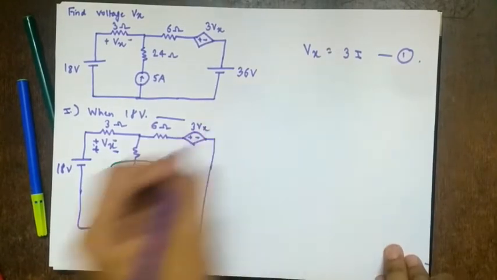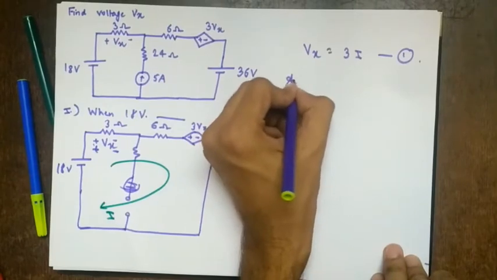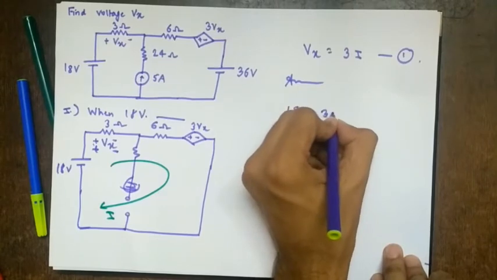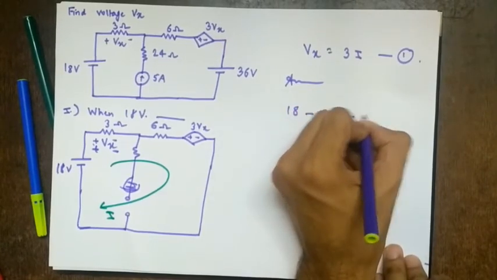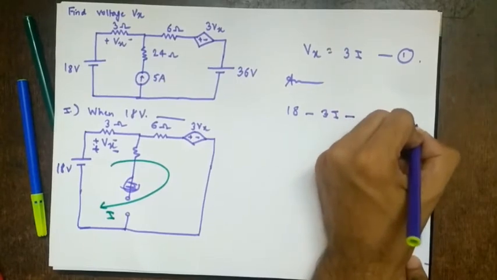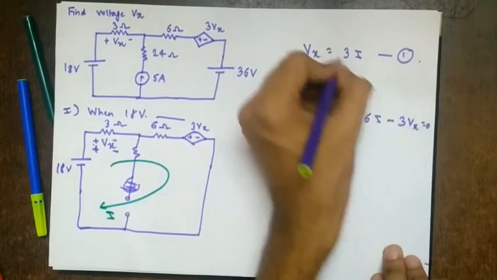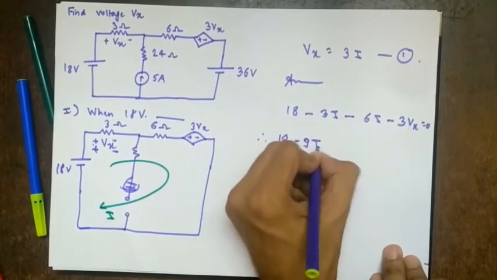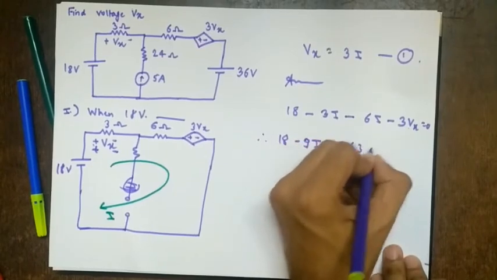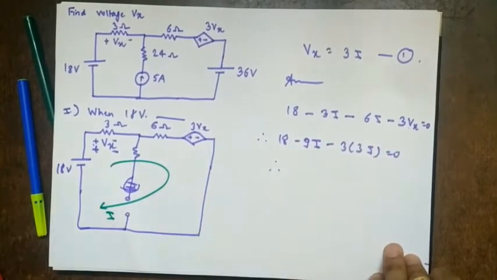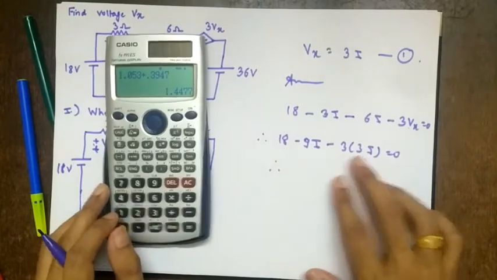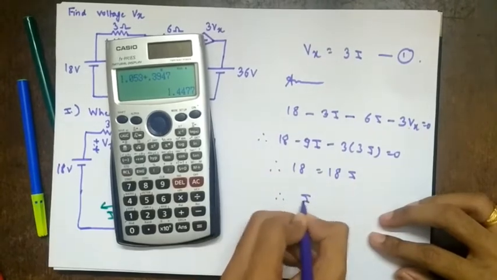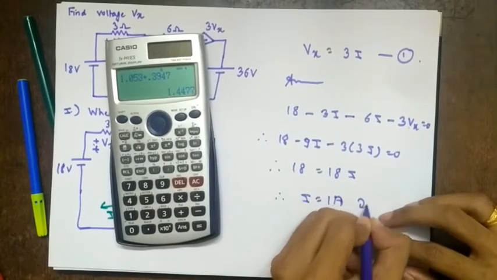So then we apply KVL to the mesh, or you can use Ohm's law. So applying KVL to the mesh, so 18 minus 3I minus 6I minus 3Vx equal to 0. So substitute 3I here. Therefore 18 minus 3I minus 6I is minus 9I minus 3 times 3I equal to 0. So 3 3s are 9, so 18I. So therefore 18 equal to 18I. Therefore I equal to 1 ampere. It is clockwise.